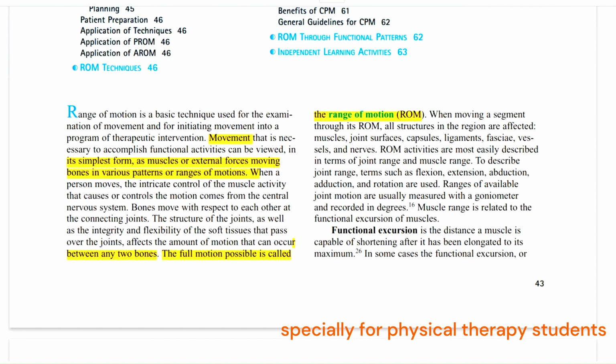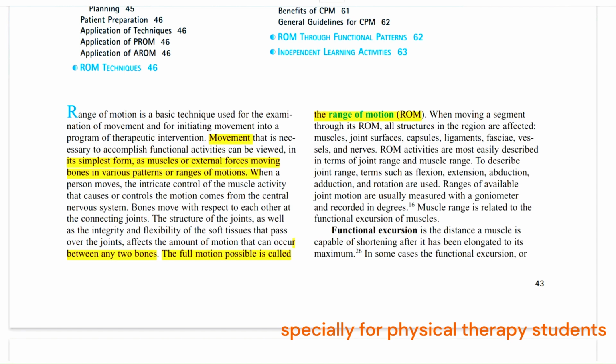After that we can go towards the factors, types, functional excursions, active and passive insufficiency, and how we can maintain range of motion. Range of motion itself refers to the full movement potential of a joint, or a muscle, during functional activities.